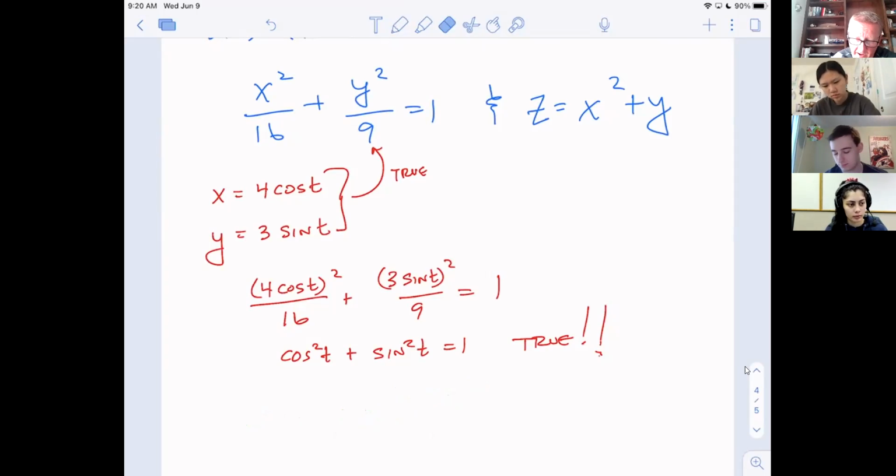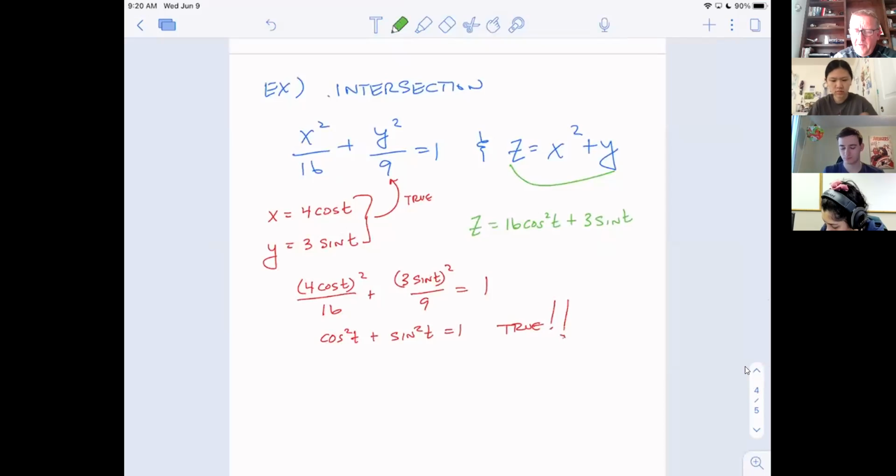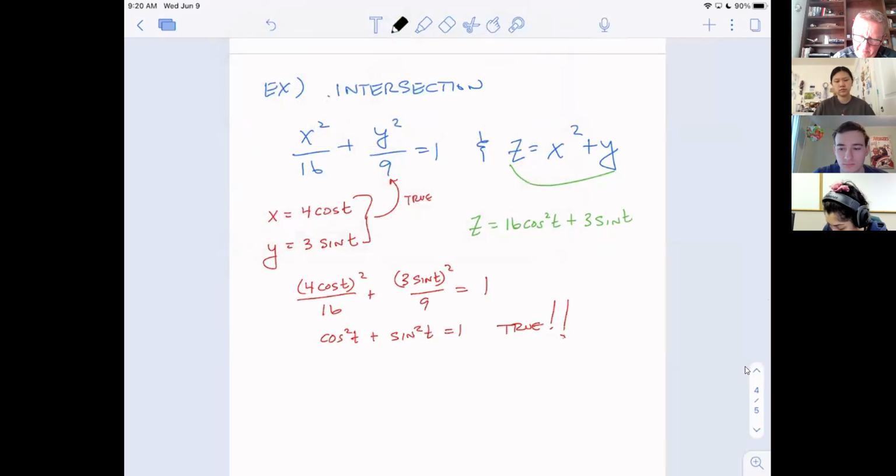But now that we have names for x and y, does it make sense that we can proceed over here and come up with a way to say z? So I can say, okay, if that's true, then z would just be equal to x squared. Well, that's 16 cosine squared t plus y, which is 3 sine of t. So now I have my vector valued function that is an intersection of those two curves. Again, it's vector valued when written like this, because you're basically saying it's all defined by one parameter. As I said before, it's really just a parametric equation.